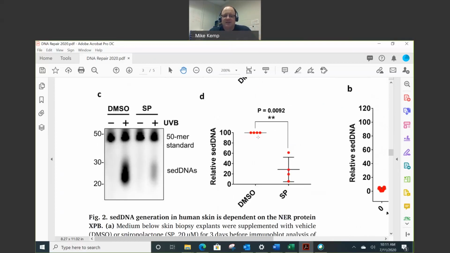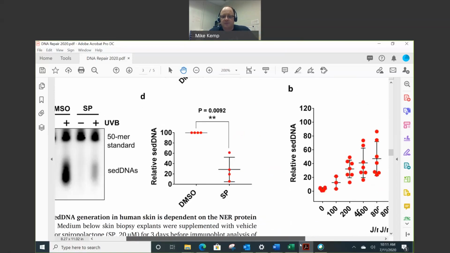Again, consistent with the idea that XPB is required for nucleotide excision repair, if we treat the skin with spironolactone, it significantly reduces the amount of sDNAs, the excised oligos that are generated after UV exposure. And again, there's some variability from subject to subject, but largely, it's only 4 samples here, but it may correlate with the extent of depletion of XPB, is the prediction there. So again, it looks like these excised oligos are generated. We can detect them readily in the skin, and they're dependent on a nucleotide excision repair system.